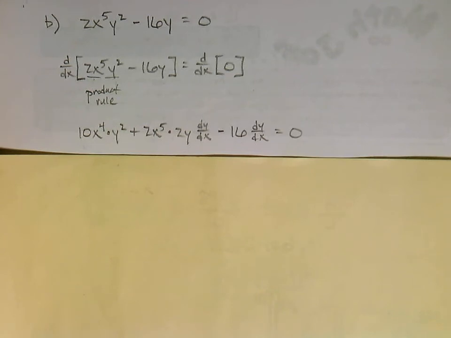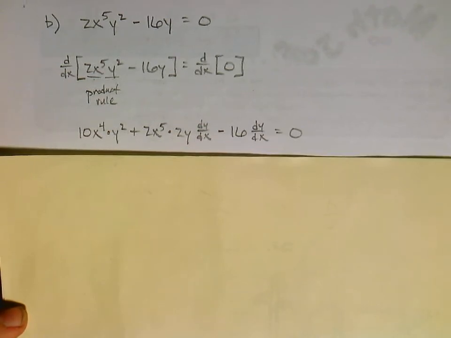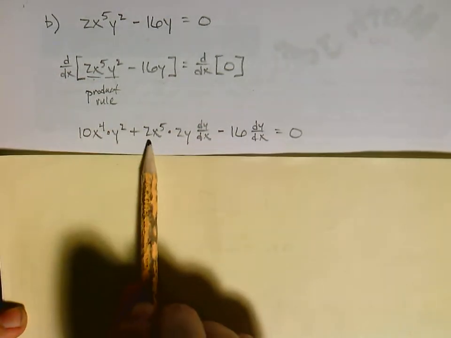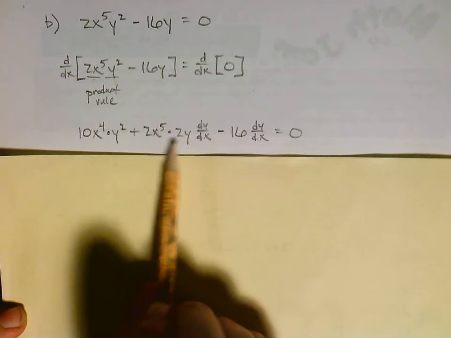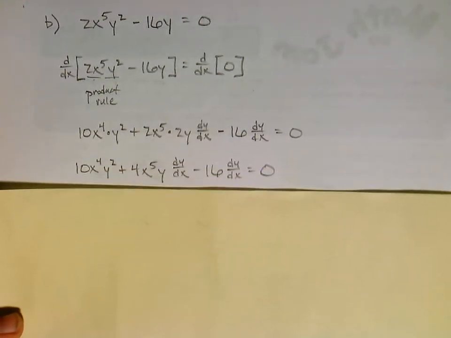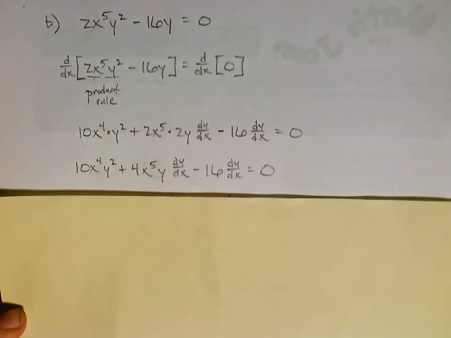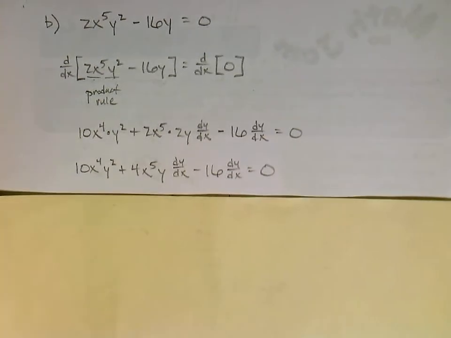So at this point, we have taken the derivative of both sides. I think we can simplify a little bit. I'm really looking at this middle term here. We can multiply those twos. Let's do that. And I've got some dots. Let's get rid of those dots.